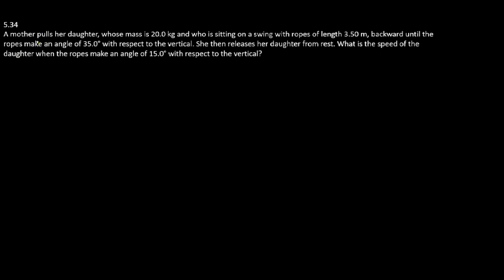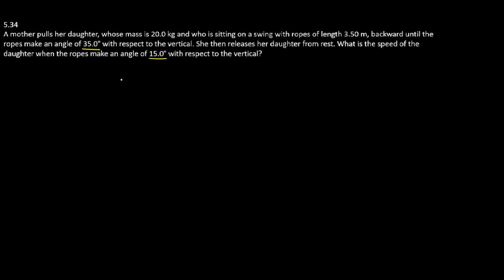Here you have a mother who pulls her daughter, whose mass is 20 kilograms and who is sitting on a swing with ropes of length 3.50 meters, backward until the rope makes an angle of 35 degrees with respect to the vertical. She then releases her daughter from rest. What is the speed of the daughter when the rope makes an angle of 15 degrees with respect to the vertical?